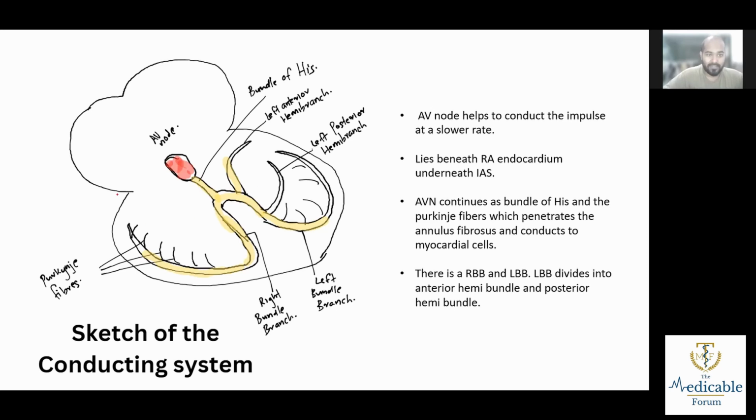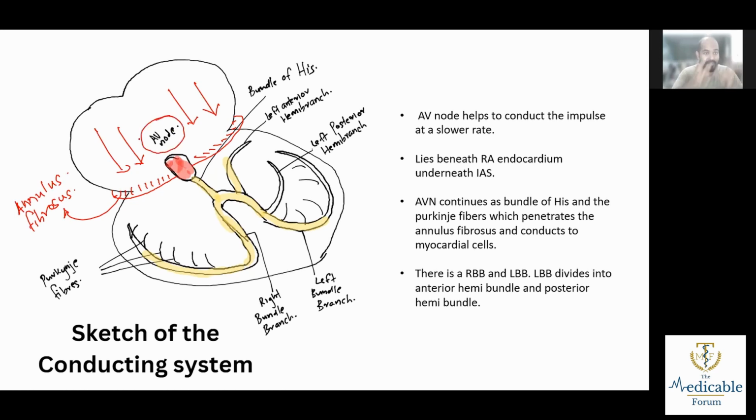Now we know that here you have a fibrous band, and this is called the annulus fibrosus. Now this annulus fibrosus prevents the impulse coming from the atria going directly down towards the ventricle. But instead, only the AV node can conduct these impulses to the ventricle.